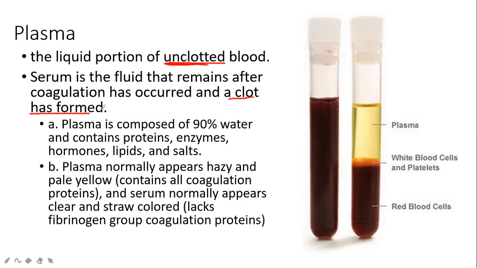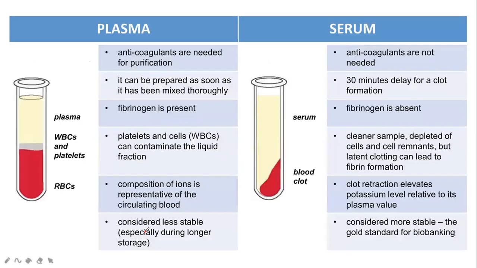Your plasma is composed of around 90% water, and it also contains proteins, enzymes, hormones, lipids, as well as salts. Usually your plasma appears hazy or pale yellow, since it contains coagulation proteins. Your serum usually appears clear or straw-colored, without the fibrinogen group as well as your coagulation proteins. So what is the difference between plasma and serum?